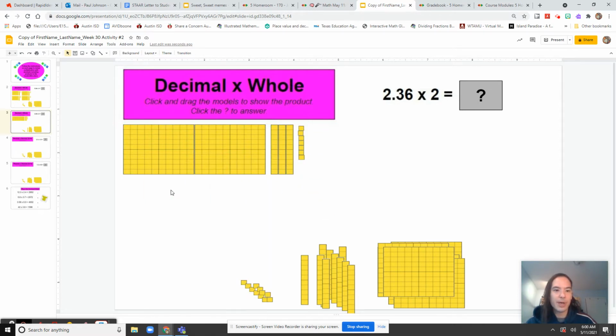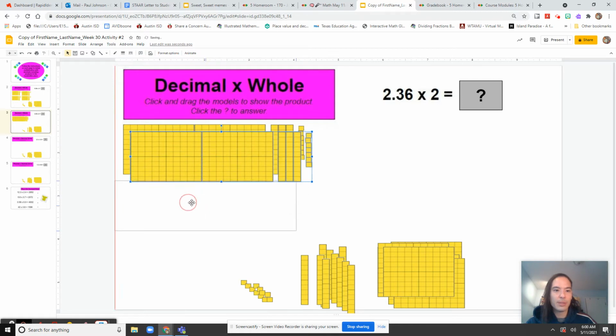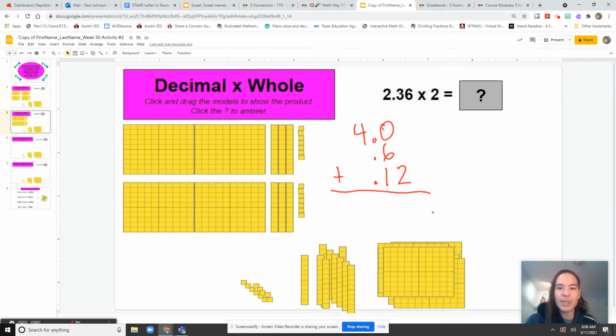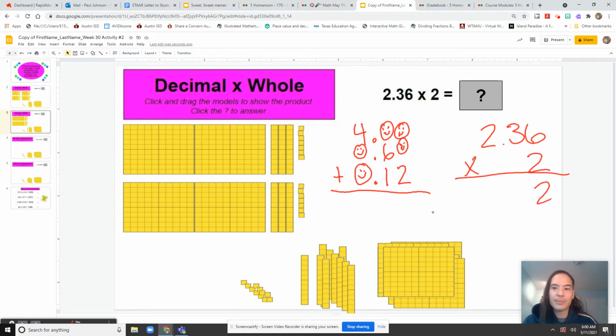So what I'm going to do is copy. I'm going to paste. There we go. We have 2 groups of 2 and 36 hundredths. So we're going to have 1, 2, 3, 4 wholes, 6/10, and 12 hundredths. So 4 wholes, 6/10, and 12 hundredths is basically what we're adding together. Remember, emoji zeros will make this way easier to look at. Or we can do 2 and 36 hundredths times 2. Both of these should give us the same answer.